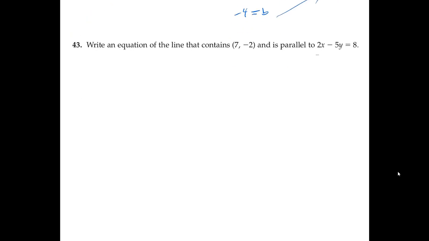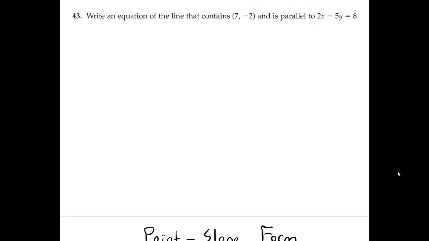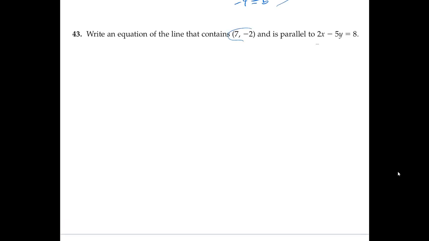Okay, let's do another one. This time, write the equation of the line that passes through a point and is what? Parallel to? What is this hidden magic, right? So first thing we do is we know it's parallel to this.